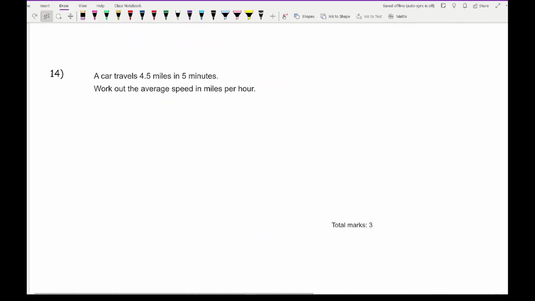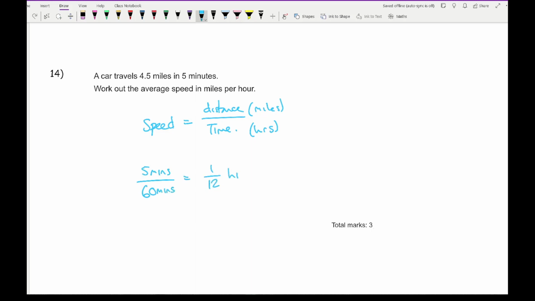Moving on to question 14, it says that a car travels 4.5 miles in 5 minutes. Work out the average speed in miles per hour. So here, looking at speed, that's distance divided by time. Now again, what I'm wanting is to make sure that the distance is in miles and the time is in hours. So 5 minutes, well that's 5 out of 60 minutes. So 5 over 60 is going to be 1/12 of an hour.